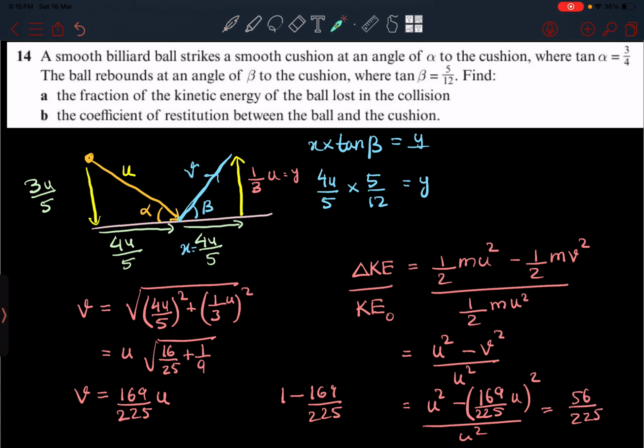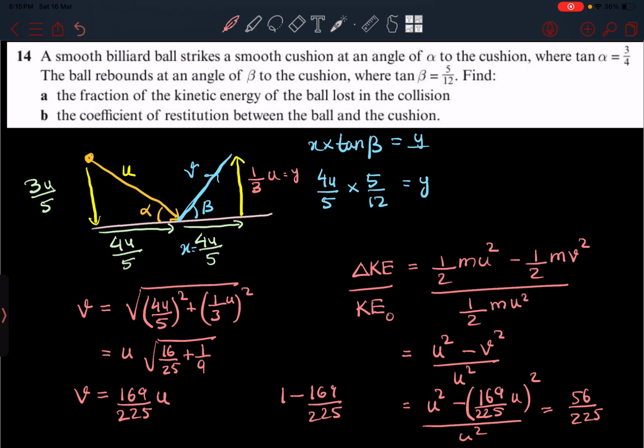So what I did, maybe the last step I skipped a couple of steps. I was just trying to cancel out all the u squared. So that is how I got 1 minus this, and then that is the fraction that we have lost.